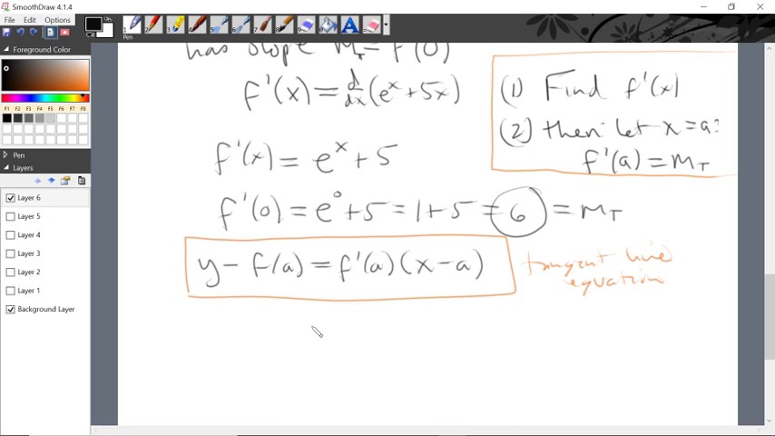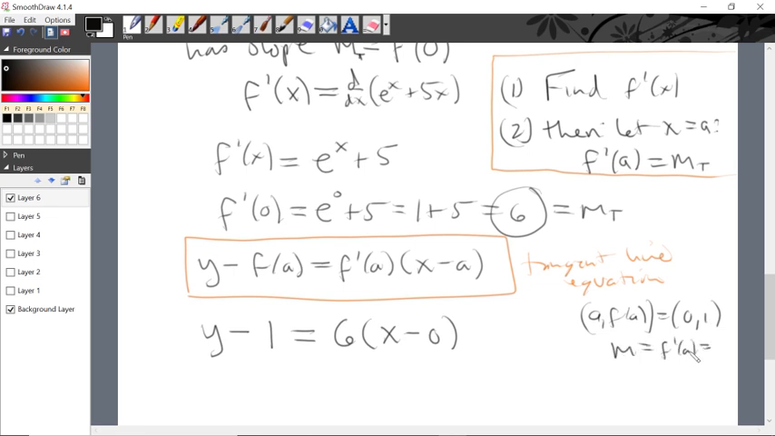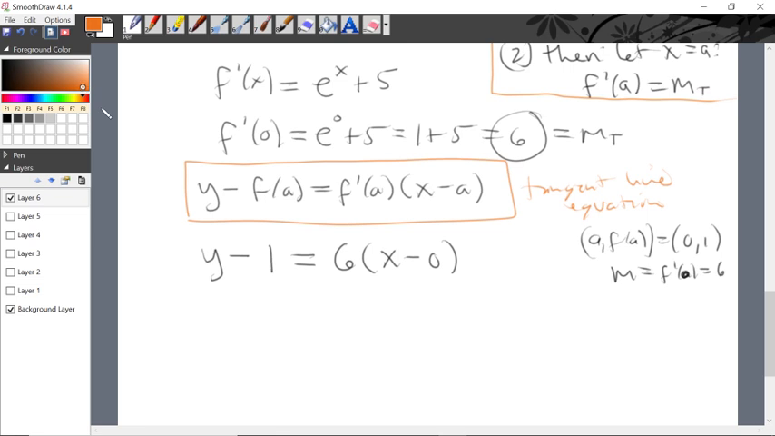So let's plug in the quantities we know. f of a, that's f of 0 in this case. f of 0 is equal to 1. So we have y minus 1 equals, now the slope is 6, and then we have x minus a, which is x minus 0. So in this case, the point a, f of a is the point 0, 1. And the slope was f prime of a, or f prime of 0, and that was equal to 6. So we have a point, we have a slope. Here's our equation. We can just box that answer right there. That's our equation of the tangent line, and we're done.